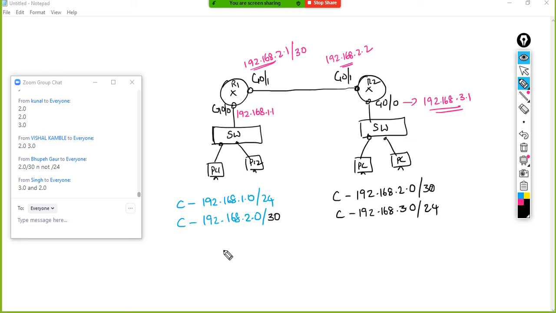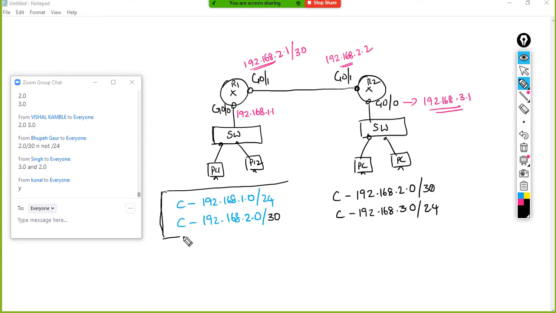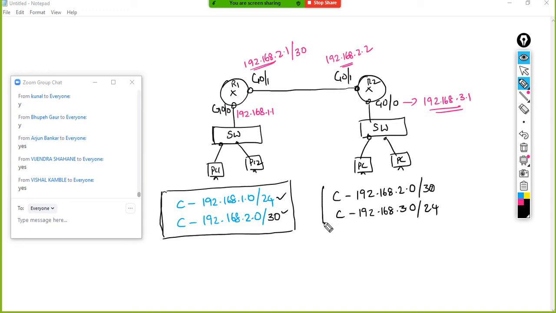First of all, before you do the static routing, make sure you know what the connected networks are in each and every router. So for example, if you take the router 1 perspective, the connected networks are 192.168.1.0 and 192.168.2.0. Everybody okay or not? Understand this? Say yes or no. Everybody. Yeah.